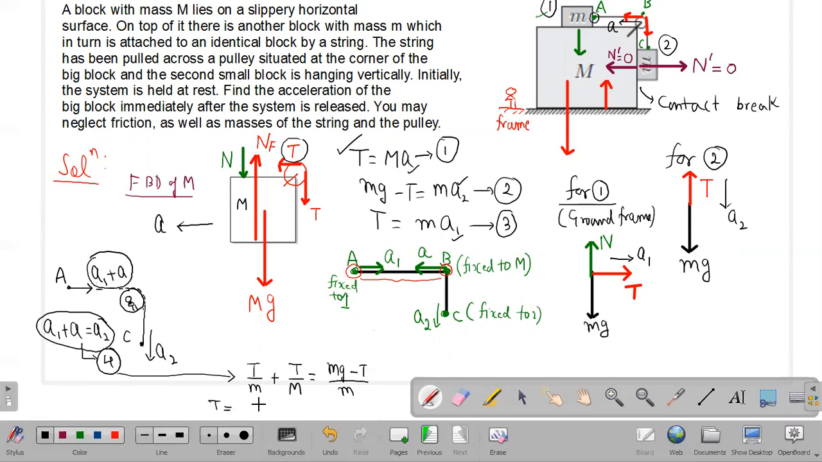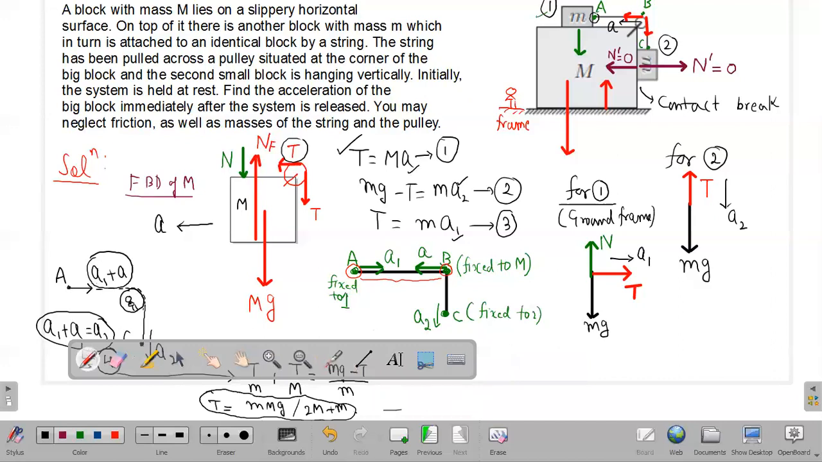So first I have to solve for T, and after that I can find the acceleration small a. The value of T comes as small m capital M g over 2 times of capital M plus small m. If I substitute this value of T in equation 1, then I get the acceleration of that bigger mass as T divided by capital M, that is small mg divided by 2 times of capital M plus small m, and that is the answer for this particular question.